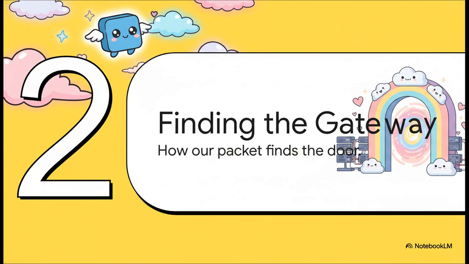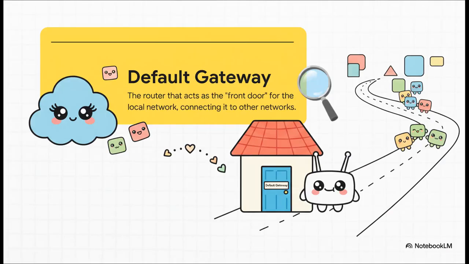So, our packet is a pro at talking to its local neighbors, but we want it to go out and see the world, right? Its destination is out on the big, wide internet. So, how does it find the exit? Well, every local network has one official front door. It's called the default gateway. And for pretty much all of us, that's our router. Any packet that needs to leave the local neighborhood absolutely has to go through this front door first.